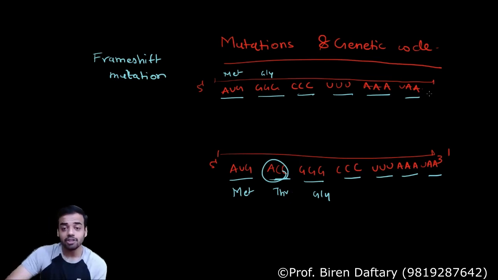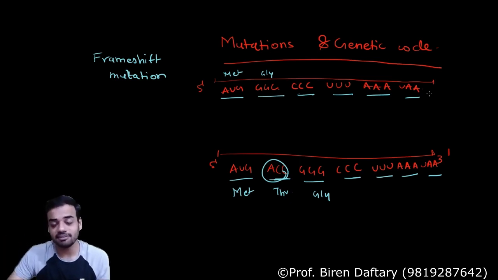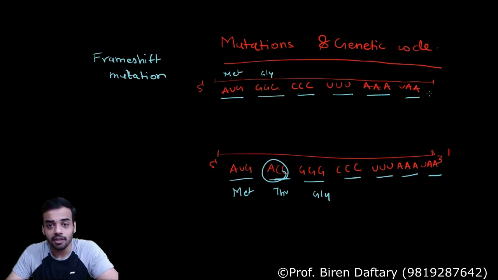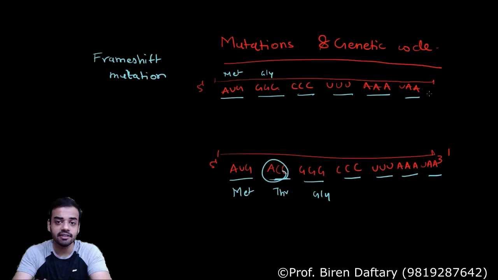Is this clear? So all this has been discussed in the part mutation and genetic code. Okay, so what have we studied till now? We have basically studied the characteristics of the genetic code. Then we have studied about mutations and the genetic code. I hope you have understood what a frame shift mutation is.